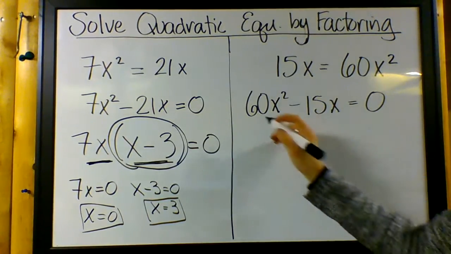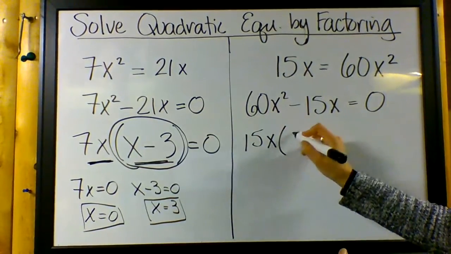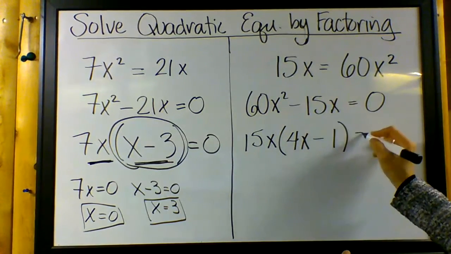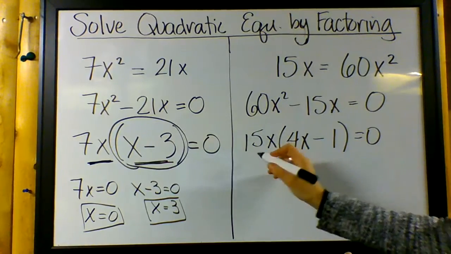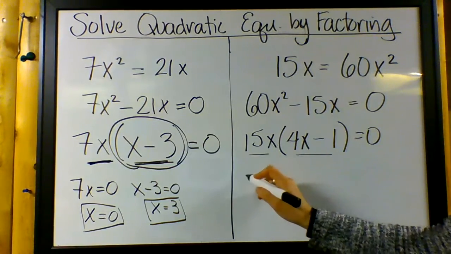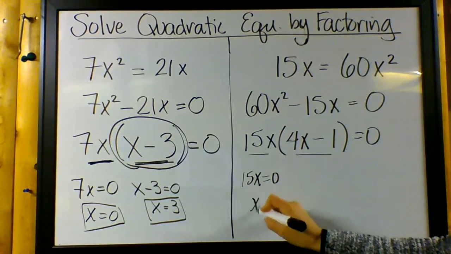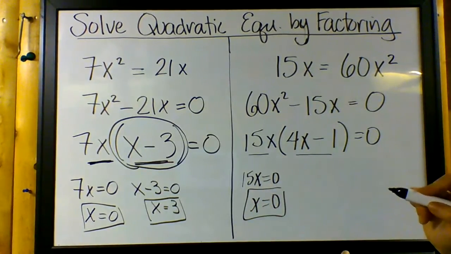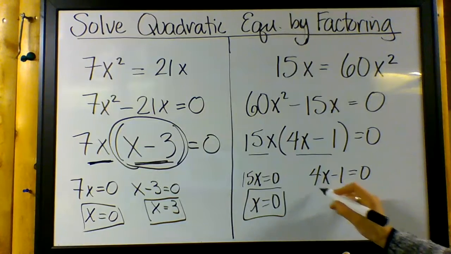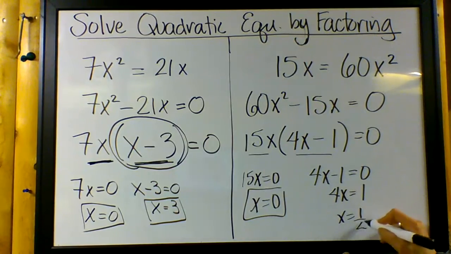Let's do GCF, okay? So I'm going to pull out 15x. And so I've got 4x here. 15x times 4x is 60x squared, minus 1 equals 0. And so if I take a look at these two factors, then 15x could equal 0. And so therefore x equals 0. That is one possible solution. And 4x minus 1 could equal 0. So I'm going to do plus 1, right? 4x equals 1, x equals 1/4.